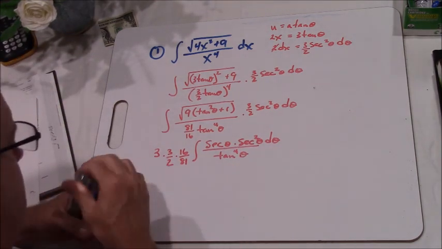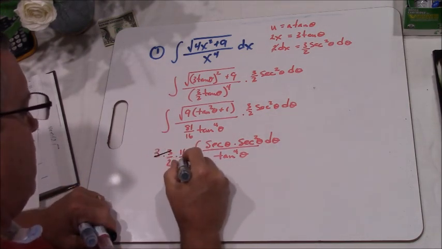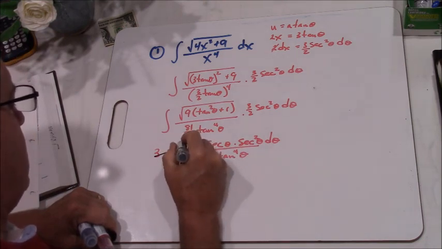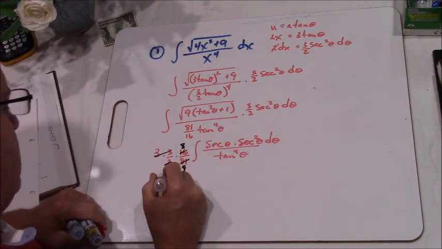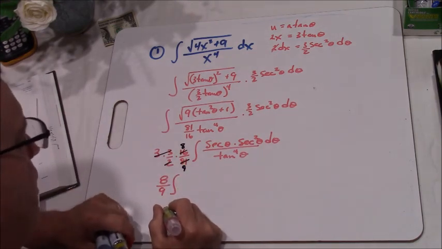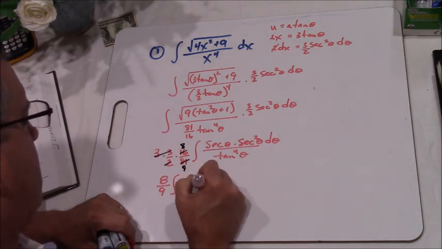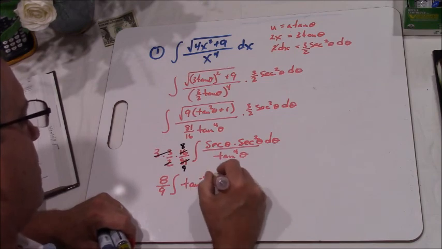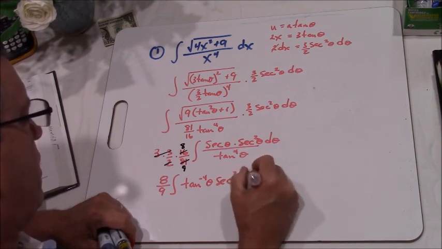Alright, so let's deal with these numbers here real quick. 3 times 3 is 9. If I divide this by 9, I would get 9. Divide both of these by 2 and get 8. And so what I have on the outside now is 8/9 times the integral of, let's see, I'm going to write this as tangent to the negative fourth power of theta times secant cubed of theta d theta.